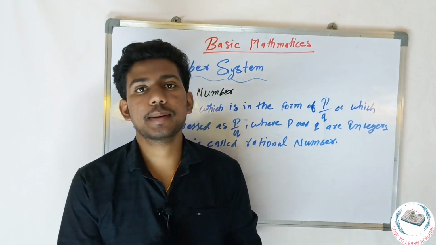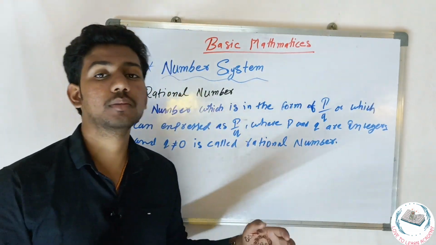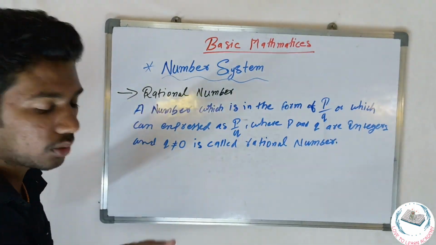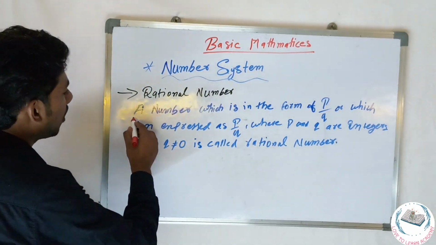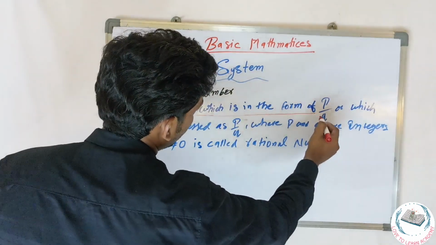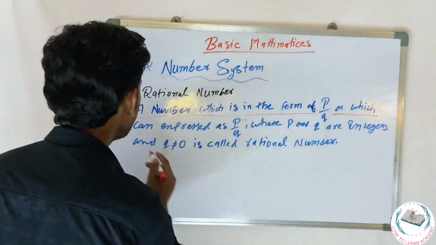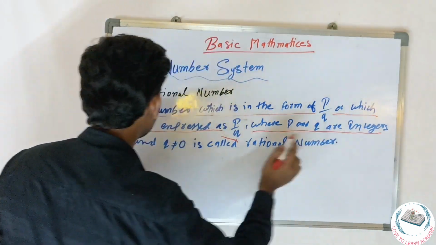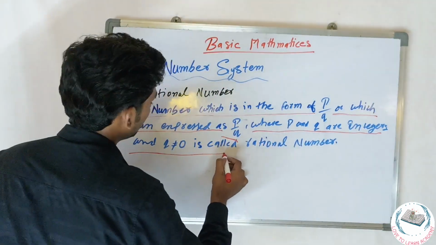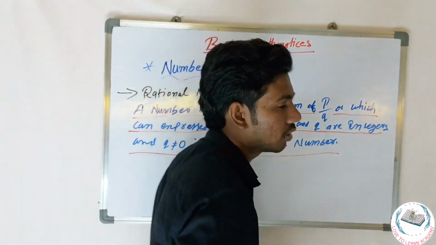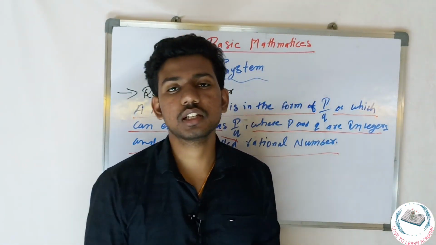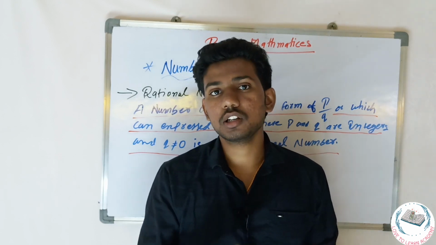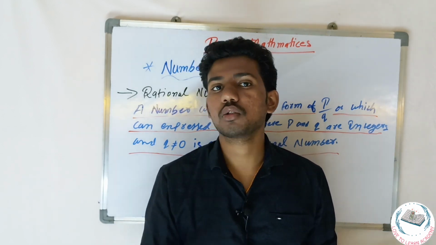Now let us talk about rational numbers. Rational numbers are very easy to understand. Let us look at the definition. A number which is in the form of p by q, or which can be expressed as p by q, where p and q are integers and q does not equal 0, is called a rational number. In a general way, you can say a number in the form of p by q, where q does not equal 0, is called a rational number.